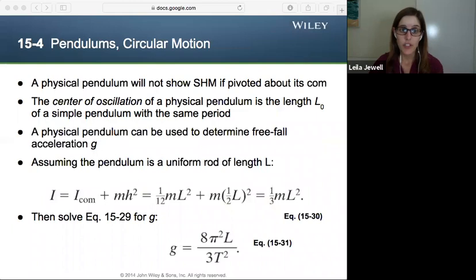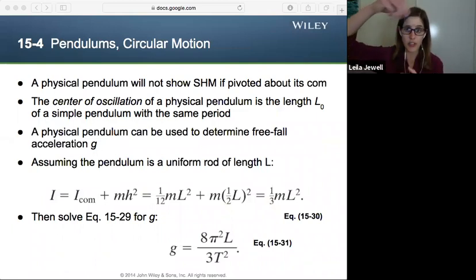Now note, a physical pendulum will not show this simple harmonic motion if you pivot about its center of mass. About the center of mass, there's no net restoring torque because it balances out.